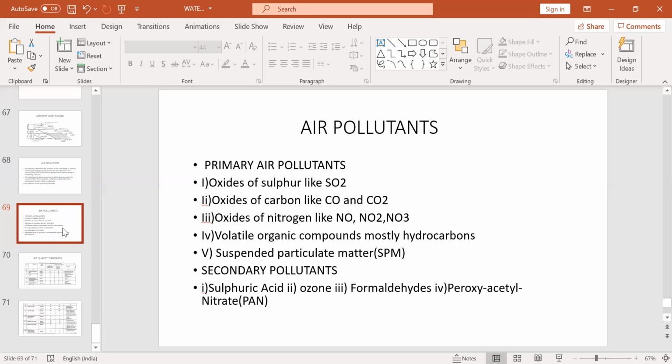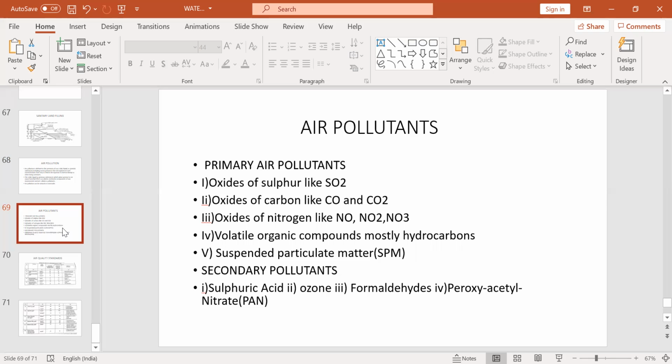The pollutants that we will be discussing here are the primary air pollutants, which include oxides of sulfur like sulfur dioxide and sulfur trioxide, and oxides of carbon like carbon monoxide and carbon dioxide. These are the two main components of carbon oxides. Then oxides of nitrogen like nitrogen oxide, nitrogen dioxide, and nitrogen trioxide.